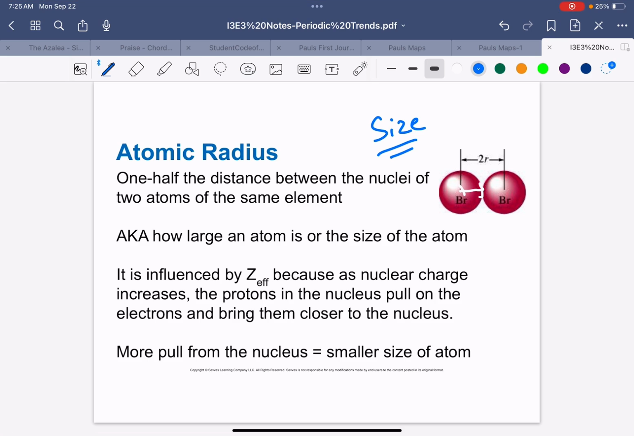How large are atoms? And we know that as we go down the periodic table, the energy levels, 1s, 2s, 3s, get bigger. This is influenced by the trend we learned last week, Zeff, because nuclear charge increases from left to right. We know that the protons pull on the electrons a little bit more, bringing the electrons closer, and we're actually getting smaller as we go from left to right. So the greater the pull from the nucleus, the greater the Zeff, the smaller the atom.